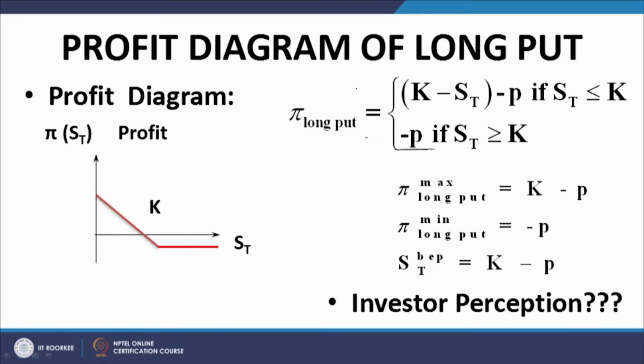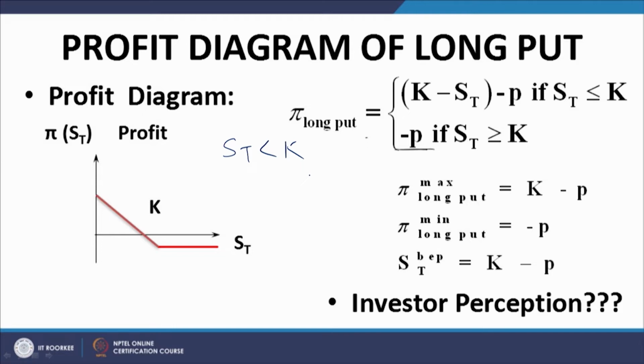What is the long put option? Long put option is the right to sell the underlying asset at a predetermined price K. And now this option would be invoked only if ST is less than K, because if ST is greater than K, then I would rather sell the asset in the market. Why should I exercise the option and get a lower value for my sale?